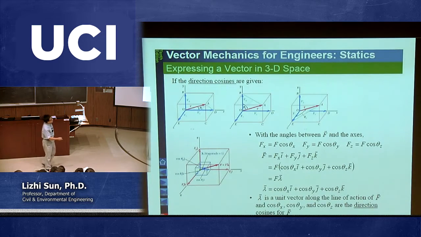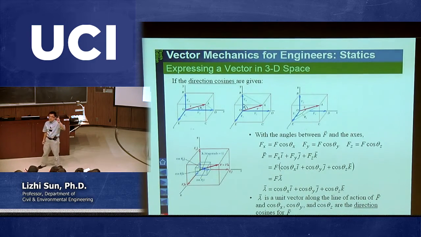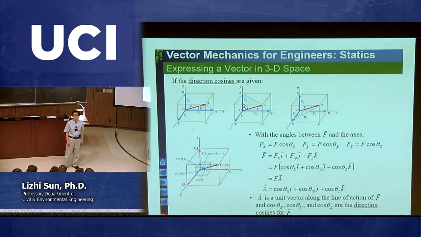If we do not ask you, typically you just calculate those 3 components. This is called Fx, this is called Fy, and this is called Fz. So you just write that 3-dimensional force in terms of something times i plus something times j plus something times k. That's it.